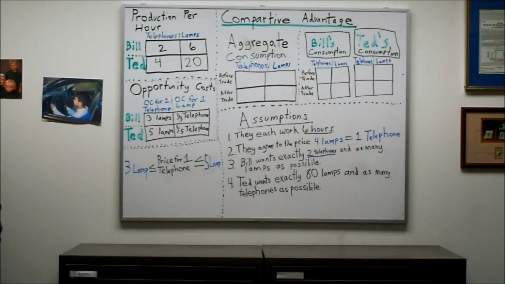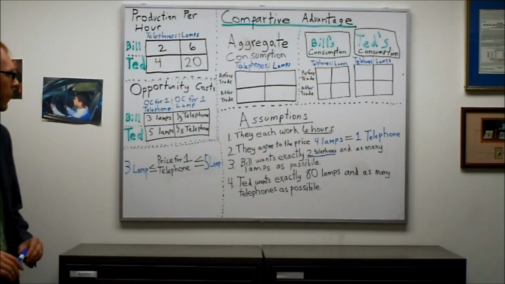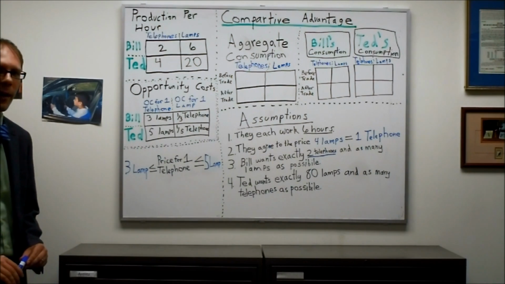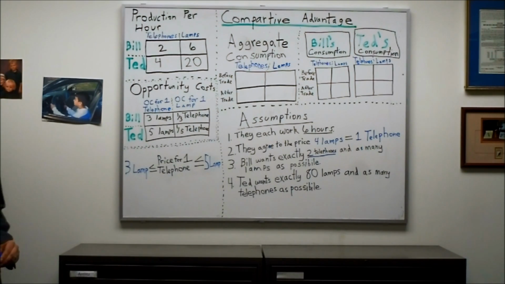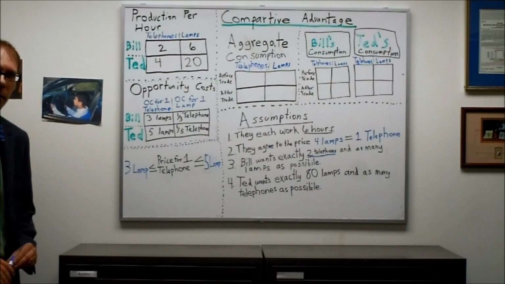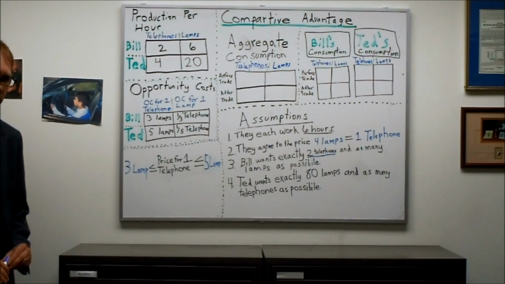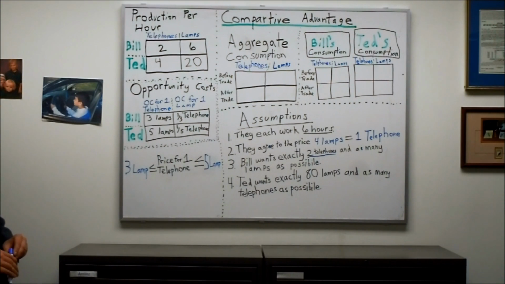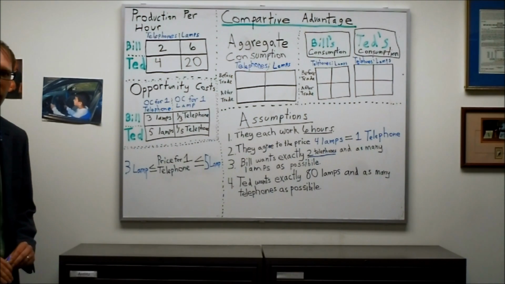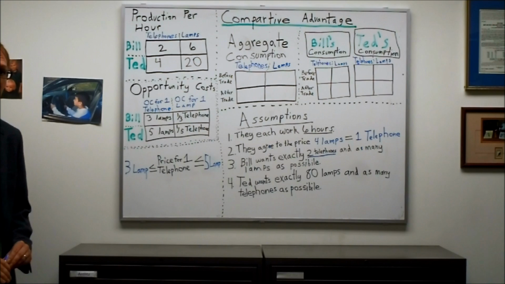Whatever price Bill and Ted agree on, we know from their opportunity cost it must fall somewhere between 3 and 5 lamps. Now, it doesn't have to be any particular number. This comes to the bargaining skills of Bill and Ted. But we also know if it falls out of that range, it's not in the interest of either Bill or Ted to go through with the trade.